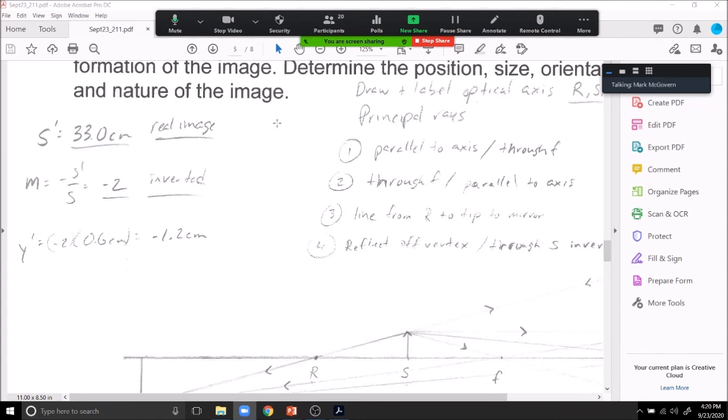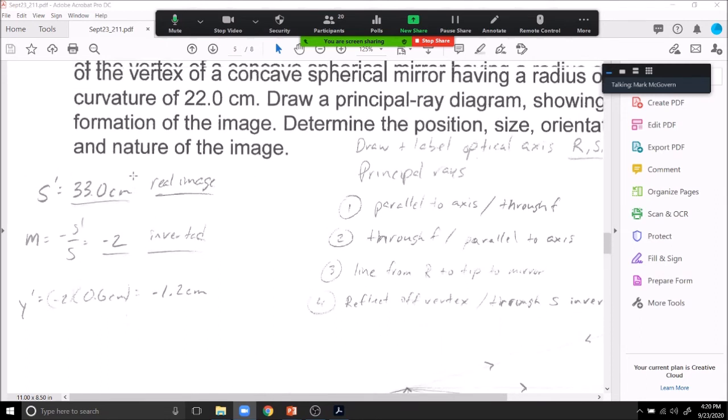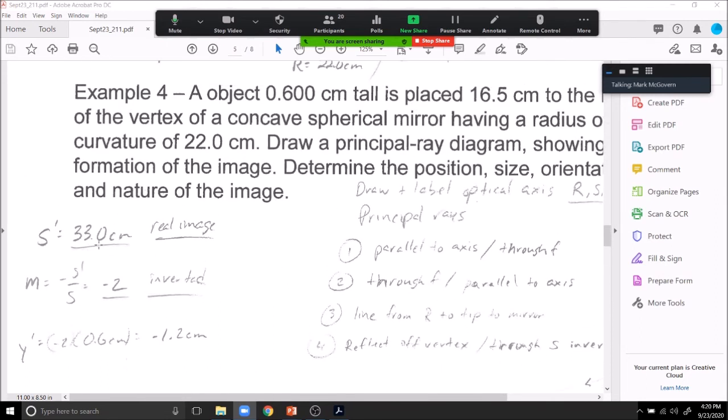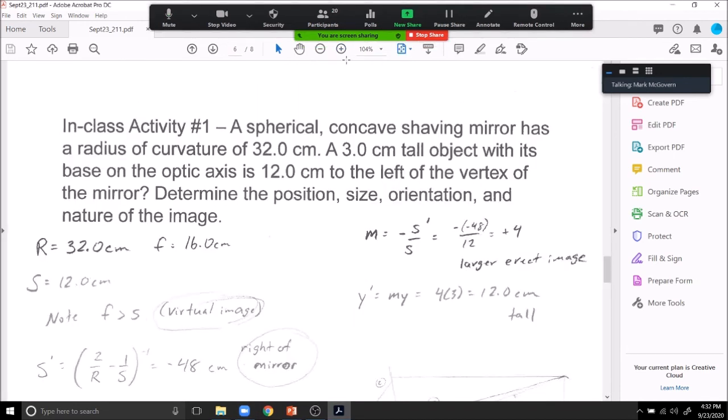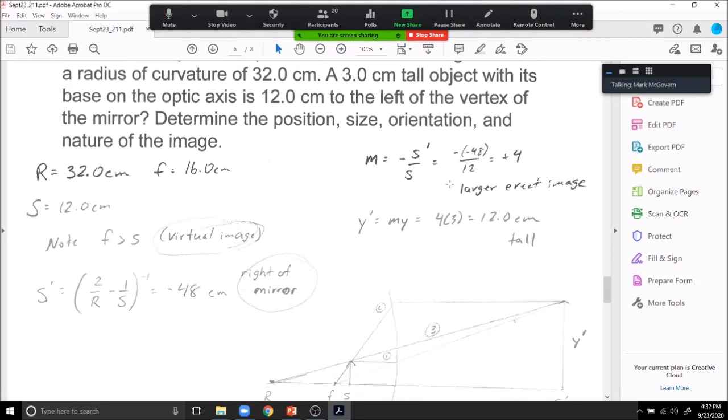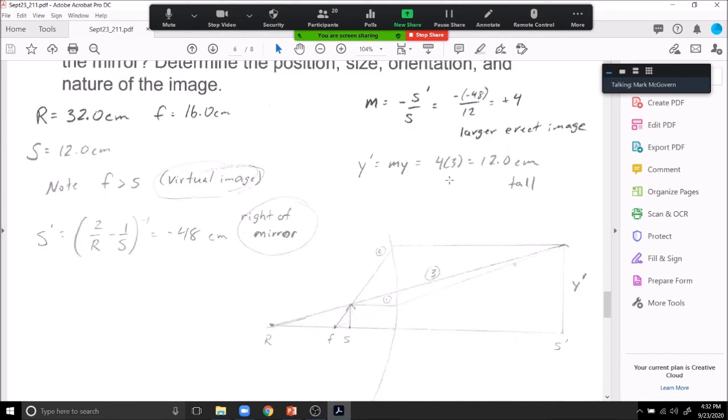So, now notice the consistency in these problems, right? The ray tracing is always done the same way. The equations are pretty simple. You got to remember the sign conventions. That's really it. You got to remember what's positive, what's negative, things like that. I drew a ray diagram, so I like to look at that one first. Oops, sorry. Well, this came out really faint, didn't it?